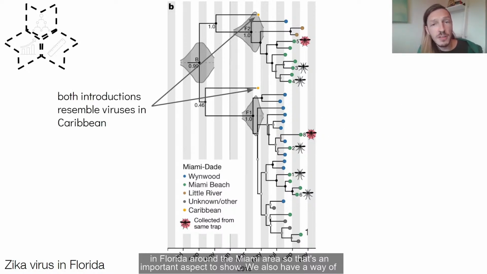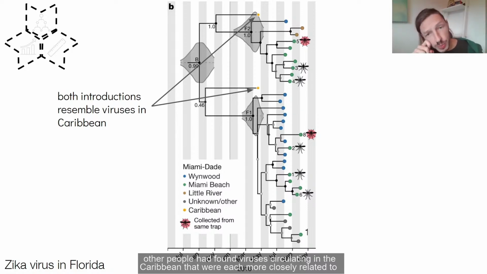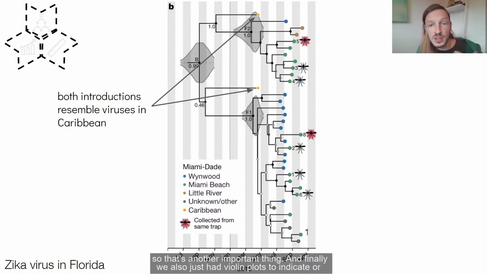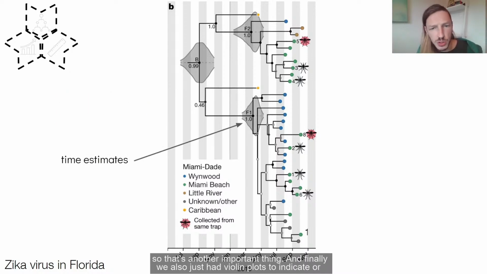We also have a way of saying that both introductions happened independently, because just purely by chance, other people had found viruses circulating in the Caribbean that were each more closely related to the two Florida introductions than either of the Florida introductions were to each other. So that's another important thing. And finally, we also just had violin plots to indicate our estimates for the time when the introduction happened.